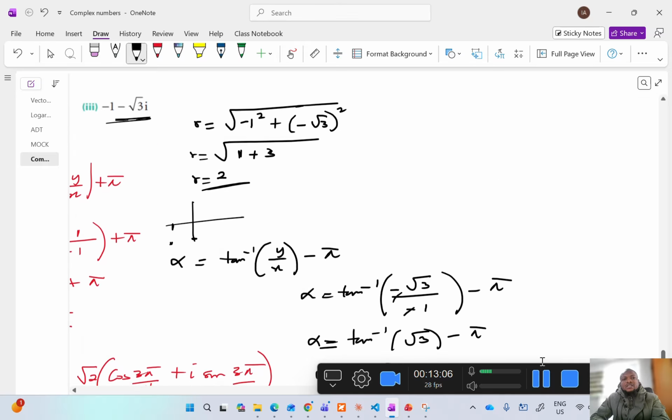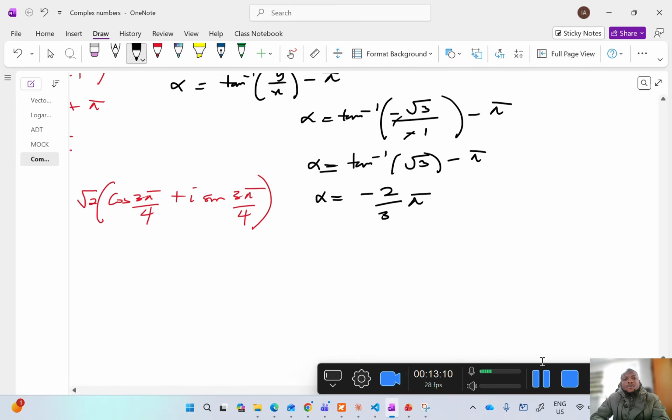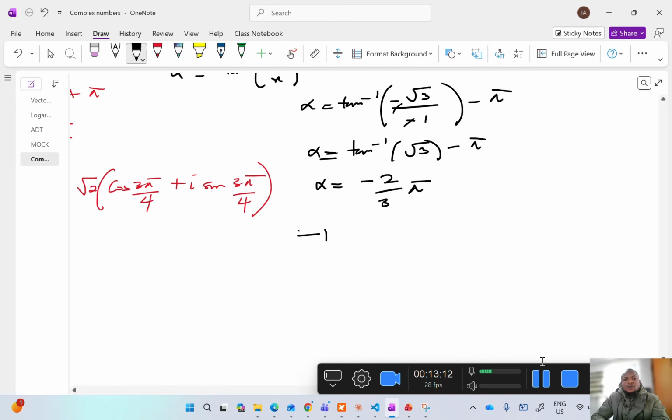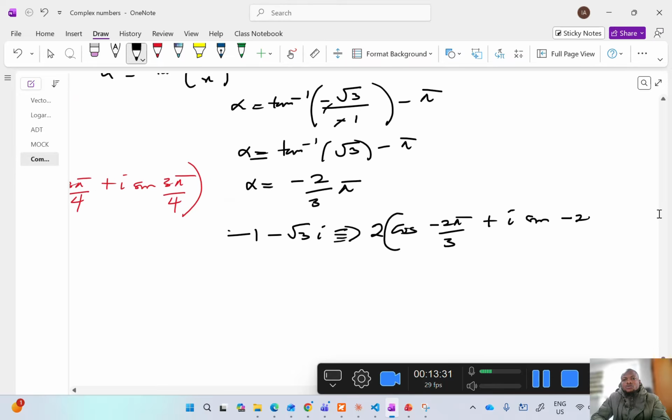So that implies that minus 1 minus root 3 i can be written in polar form as r is 2, cos minus 2 pi over 3 plus i sine minus 2 pi over 3. I hope this is well understood.